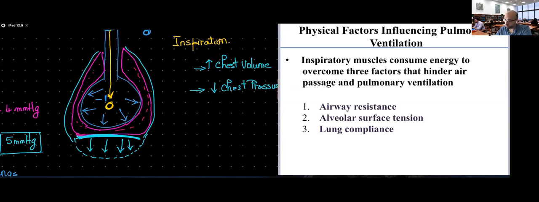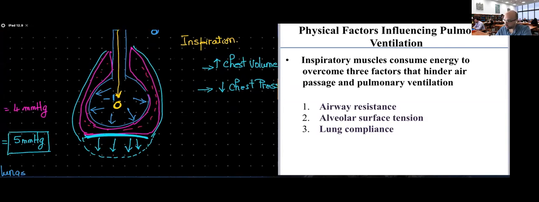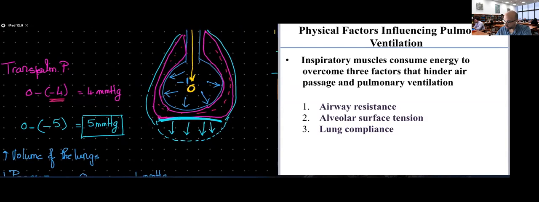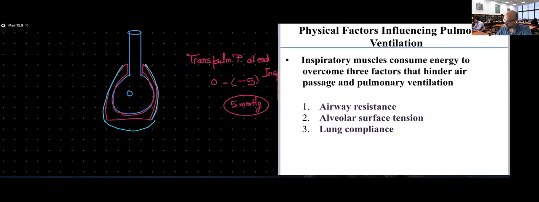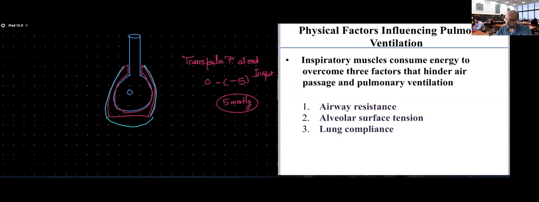intrapulmonary pressure is going to be increased to 0 due to the airflow, but the intrapleural pressure is going to remain -5. So the transpulmonary pressure is still going to be 5 millimeter mercury. So looking at this here, this is the picture at the end of inspiration.